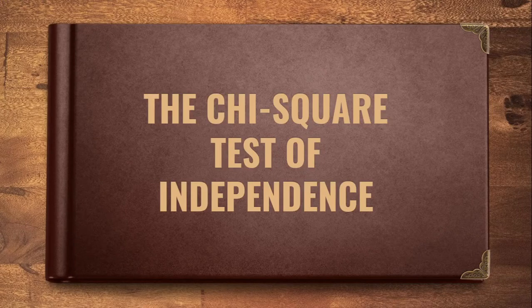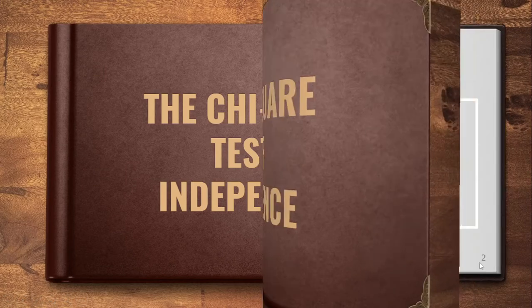Hello everyone. In this video, we are going to discuss the chi-square test of independence, the Wilcoxon rank-sum test, and lastly, the Kruskal-Wallis test. But now, we are going to discuss first the chi-square test of independence. So what is the chi-square test of independence?